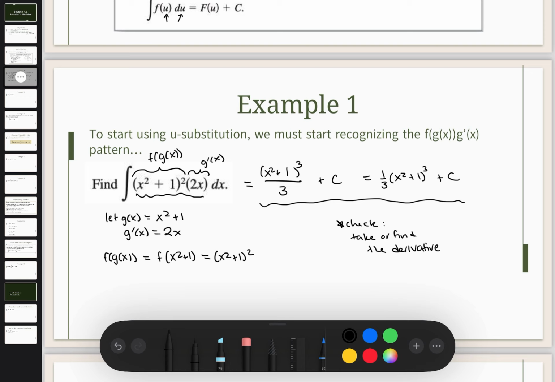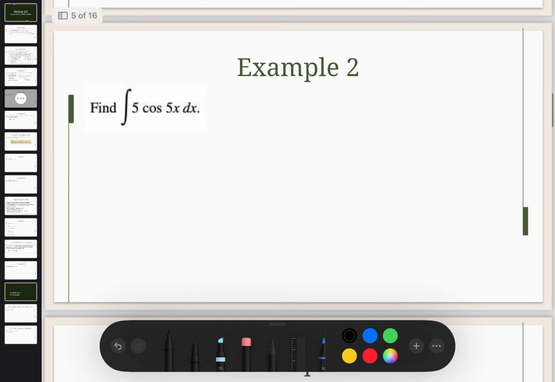All right, let's keep going with this. Let's try another one. We'll try one with trig. Okay, find the integral of 5 cos 5x. So if it was just 5 cosine x, you guys could do this, but we have yet to deal with another number inside the trig function.